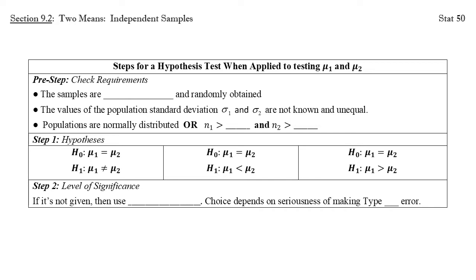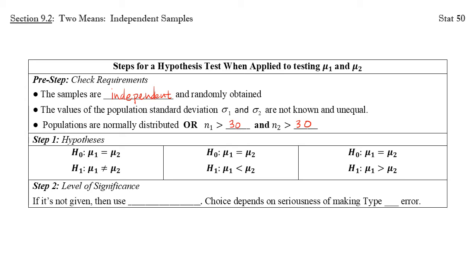So the requirements are that we're looking at samples that are independent and random. The values of the standard deviation are sigma 1 and sigma 2, and they're unknown. And either the populations come from a normally distributed population, or each of the sample sizes are greater than 30.